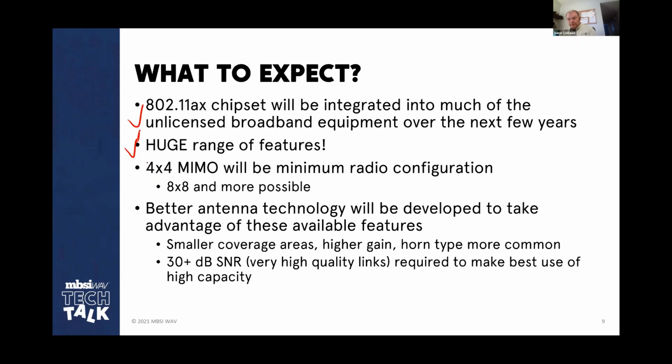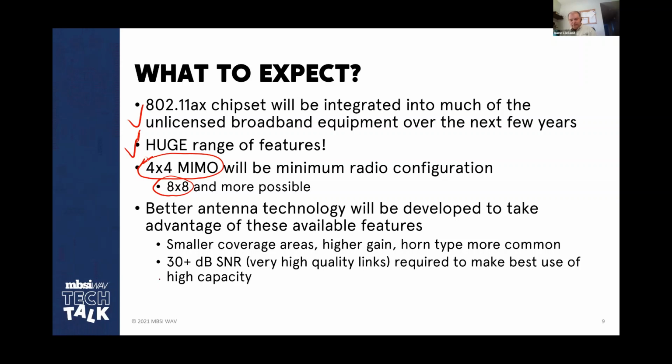4x4 MIMO is going to be the minimum configuration, where 2x2 MIMO now is probably the most popular form of MIMO. Some systems are still SISO, but not very many. Most of them are at least 2x2 MIMO, but 8x8 and more is going to be possible using this protocol. So we're going to see more and more higher order MIMO configurations as time goes along with 802.11ax. And of course, at the same time, better antenna technology is going to be developed to take advantage of these available features.